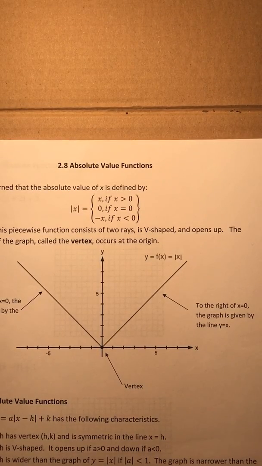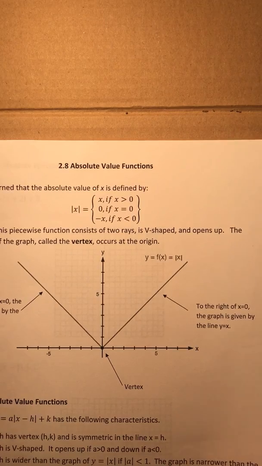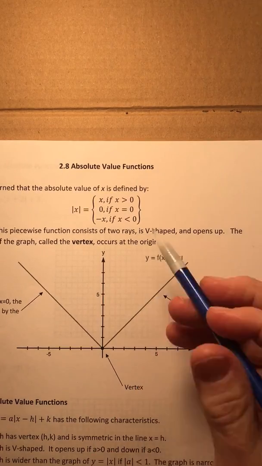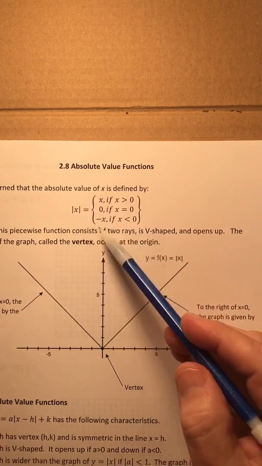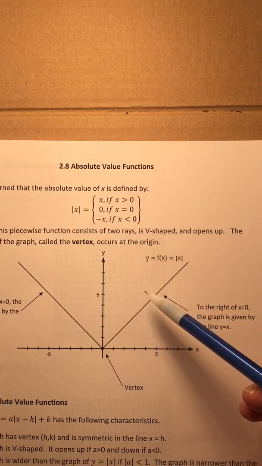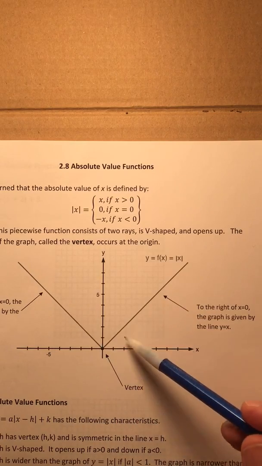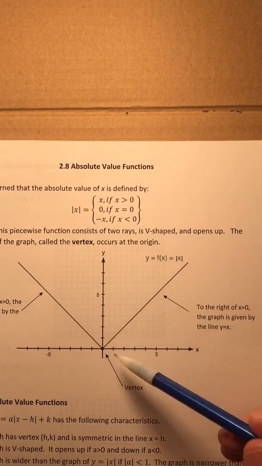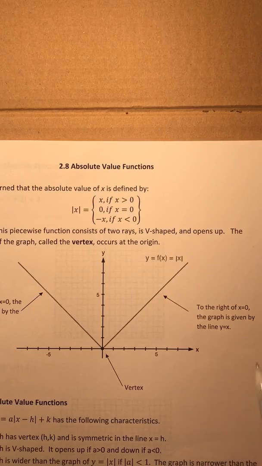These are going to be your notes for 2.8, absolute value functions. Really, this is just if you're doing it as a piecewise function. Absolute value functions, what I want you to know is they're going to be V-shaped like this, and this is going to be your vertex.